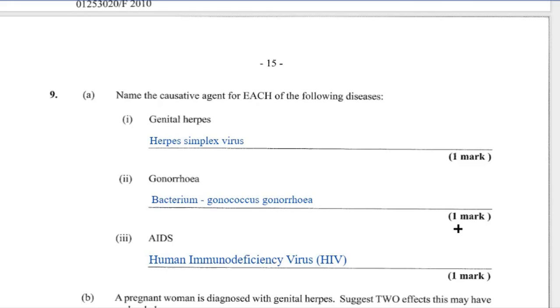Okay, so we have here several diseases and what are the causative agents for each of them. For genital herpes, we have herpes simplex virus. For gonorrhea, we have the bacterium Gonococcus gonorrhea. For AIDS, we have HIV, also known as human immunodeficiency virus.